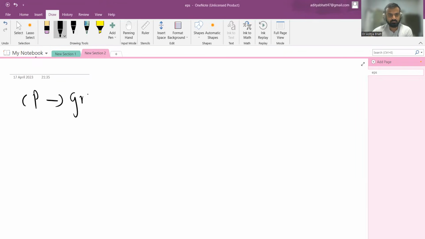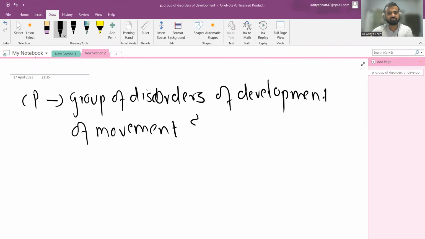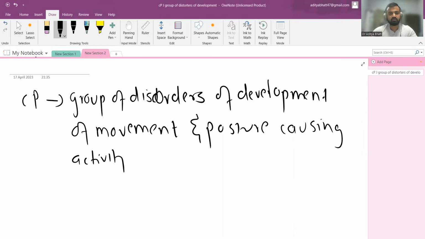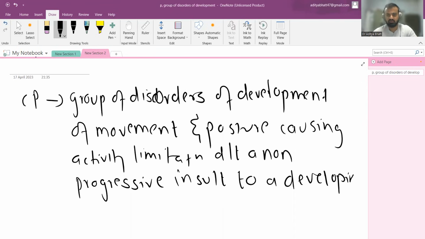Cerebral palsy is a group of disorders of development of movement and posture causing activity limitation that is due to a non-progressive cause, a non-progressive or static insult that occurred in a developing brain of a newborn or an infant.